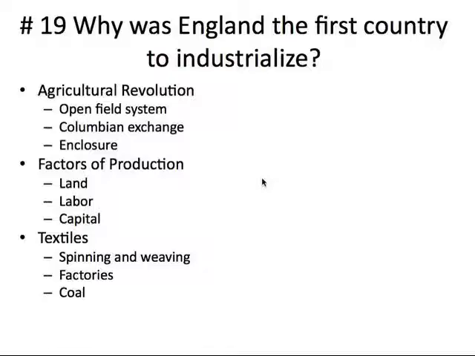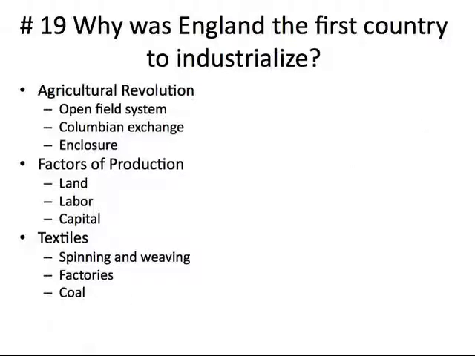Hi, this is lecture number 19, Why Was England the First Country to Industrialize? We're going to start with the agricultural revolution. We'll talk about how the open field system, the Columbian Exchange and enclosure led to the agricultural revolution. The three factors of production, land, labor, capital, which will appear on your quiz, and textile, spinning, weaving factories, and the importance of coal.